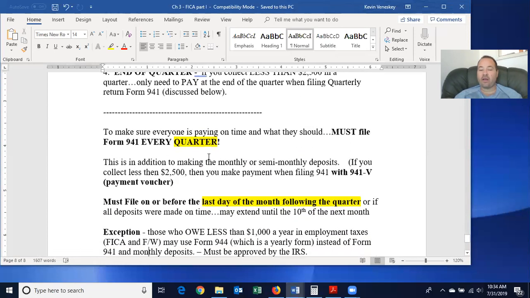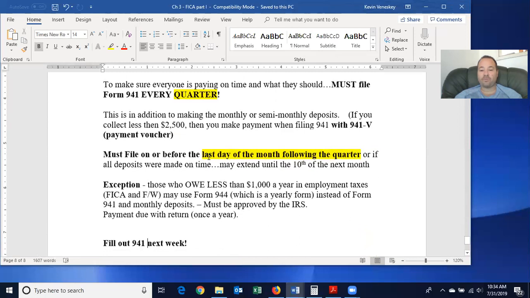All right, so you file a 941 every quarter. You file it by the last day of the next month. So if it's the first quarter, it ends March 31. It would be due by the last day of the next month. So that would be April 30th. But if you made all your deposits on time, they give you an extra 10-day extension. Therefore, you would have until May 10th, the first quarter.